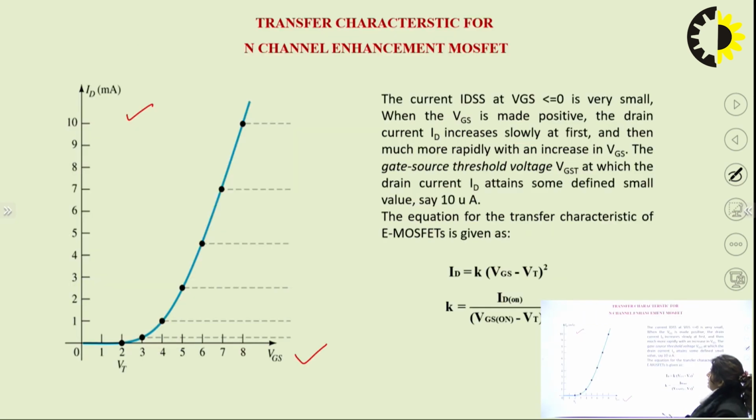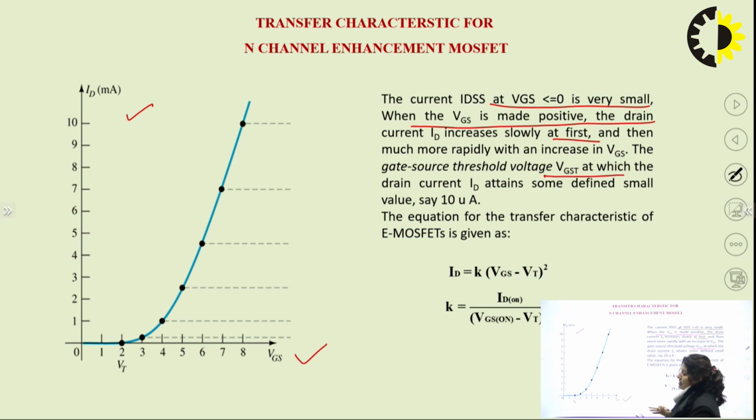Okay, so we have here the transfer characteristic for N-channel enhancement MOSFET. Here VGS is increased to a particular value after VT, that is 3, 4, 5, 6, 7, 8. Before that, when VGS is less than VT, there will be no drain current, that is ID equals 0. As you increase VGS above 3, 4, 5, 6, 7, 8, at these values we have different values of the drain current. The current IDSS at VGS less than or equal to 0 is very small. When VGS is made positive, the drain current ID keeps on increasing slowly at first, and then much more rapidly above the threshold voltage.